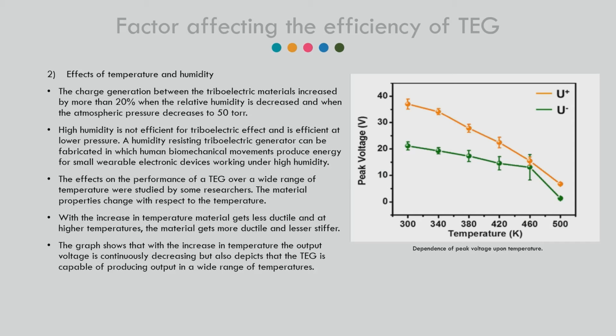The effect on the performance of a triboelectric generator over a wide range of temperature was studied by some researchers. The material properties change with respect to the temperature. With the increase in temperature, the material gets less stiff and more ductile. The graph shows that with increased temperature, the output voltage continuously decreases, but it also depicts that the triboelectric generator is capable of producing output over a wide range of temperature.